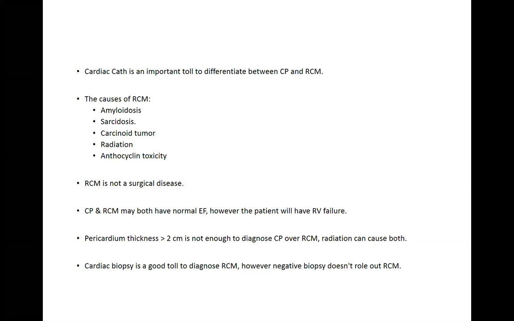Radiation can cause both, because it can cause the pericardium to be thickened, and it can cause a restrictive cardiomyopathy in the myocardium. Cardiac biopsy is a very good tool to look into restrictive cardiomyopathy. However, if the biopsy is negative, you still cannot rule it out.